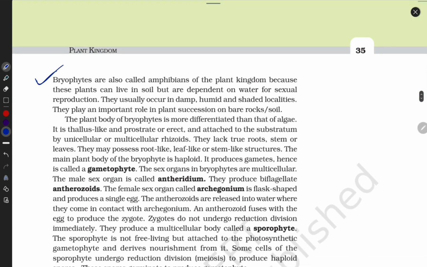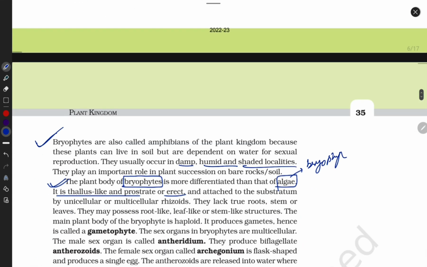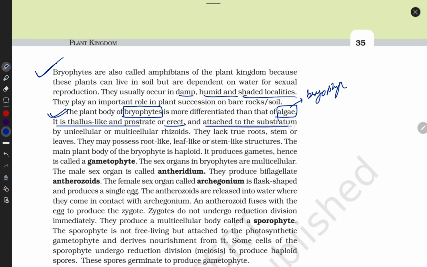Okay, let's study one by one. I already told you where they are found: damp areas, humid areas, shaded locations. Next, they are more developed in comparison to algae. After algae, they have some advanced features. Algae do not contain rhizoids, leaves, seta or capsule, but bryophytes contain these structures. They have a thallus, prostrate or erect. Erect means long, standing upright. They attach to the substratum, which may be rocks or any bottom of the sea.